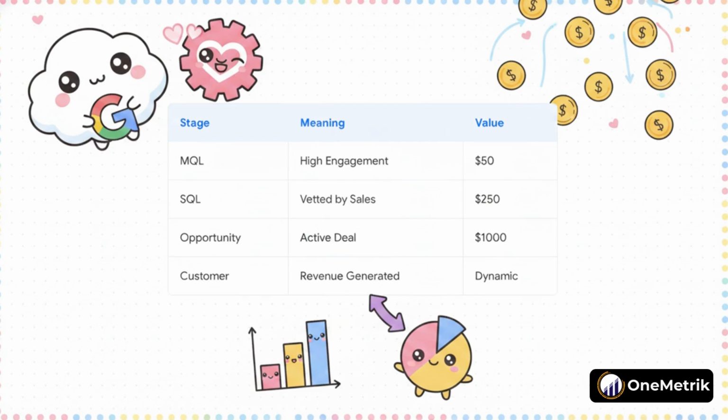You don't just tell Google a conversion happened, you tell it the value of that conversion. So an MQL might be worth $50 to the algorithm, an SQL $250, an active opportunity $1,000, and a closed customer passes the actual dynamic deal amount. You are literally training the algorithm with dynamic conversion values as leads move down your funnel.